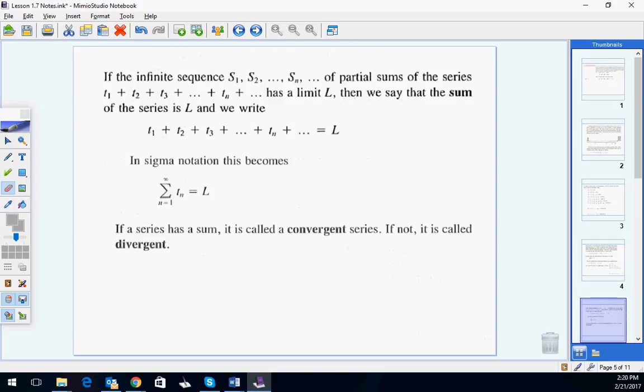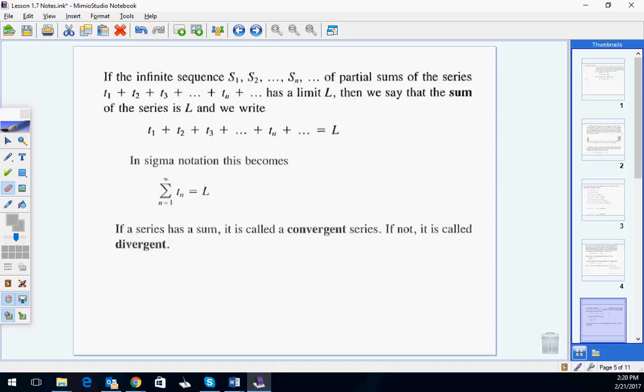So, an infinite sequence of partial sums of the series has a limit. We say that's the sum of the series, and we write it like so, using sigma notation if it does have a limit. If it does, it's called convergent. If it doesn't, we call it divergent. I already went over that.